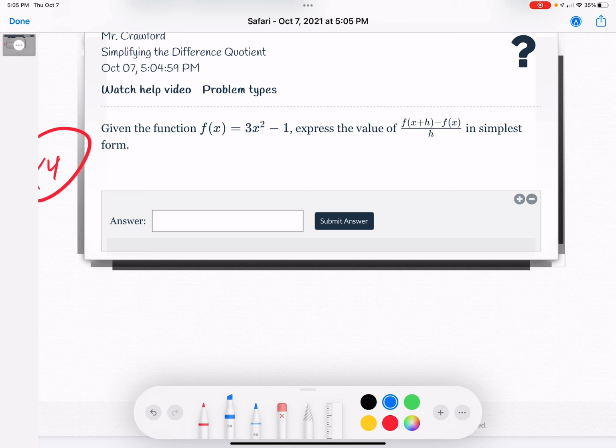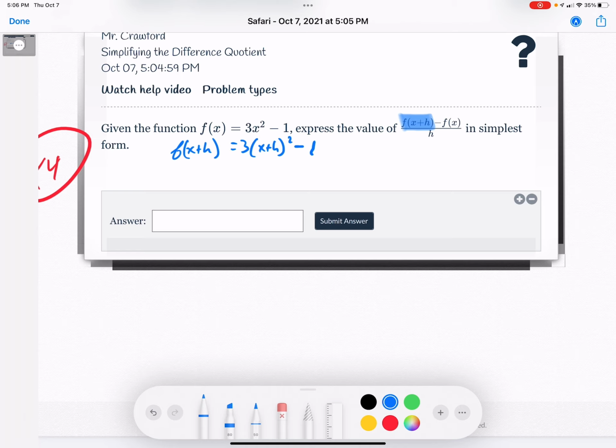Right? So what we're going to do is take this first part, f of x plus h, and that simply means that we are going to take this function and replace the x with x plus h. So instead of 3 times x squared minus 1, it will be 3 times x plus h squared minus 1.